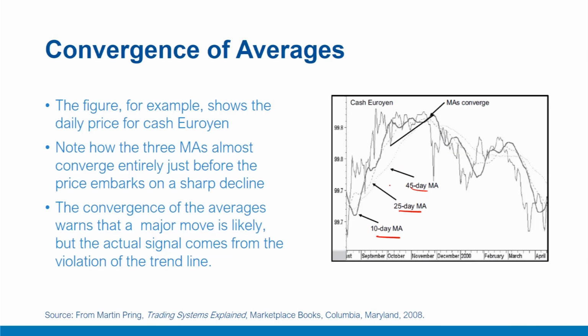Notice how these three MAs almost completely converge just before the price embarks on a sharp decline here. The convergence of averages, all three averages converging here, warns that a major move is likely. However, the actual signal comes from the violation of the trend line here. After the violation, a very solid signal of price decline is there, and there is a very sharp decline. So all three MAs converge, and then also a trend line violation towards the downside, which indicates a down move.